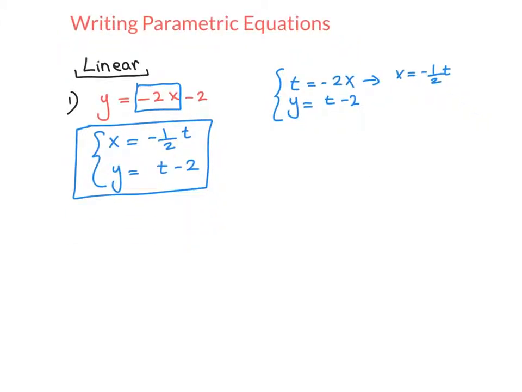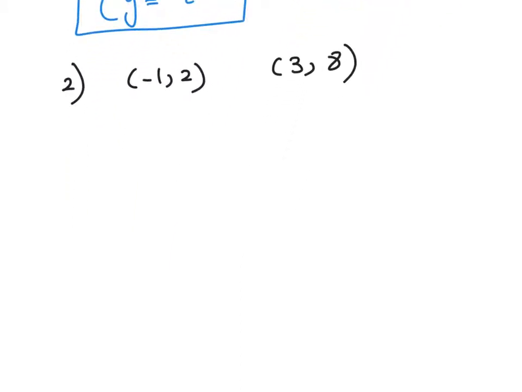Now let's take another linear example. What if I have a description? For example, they give me 2 points, negative 1, 2, and 3, 8. What I can do is write a rectangular equation that contains those 2 points, and then I can change the rectangular to parametric. That could be one method, and that's the easiest method. So the first thing I want to do is write it in the form y minus y1 equals m times x minus x1. That would be my point slope form.